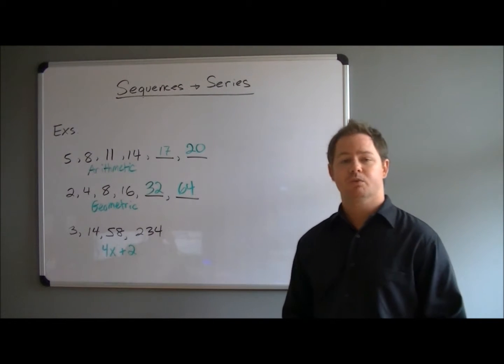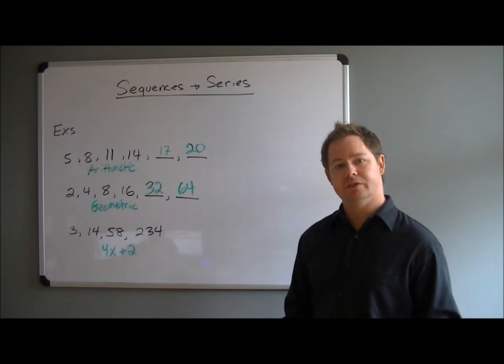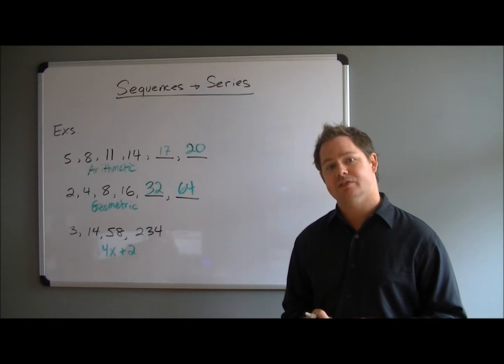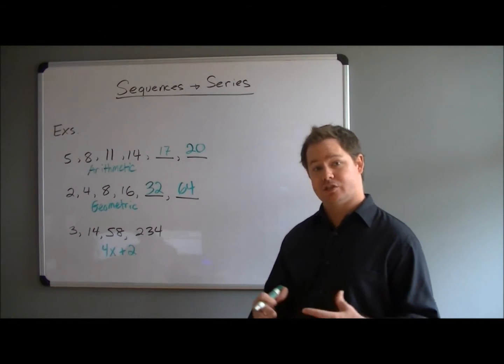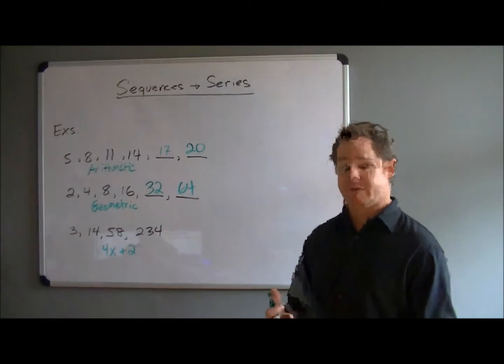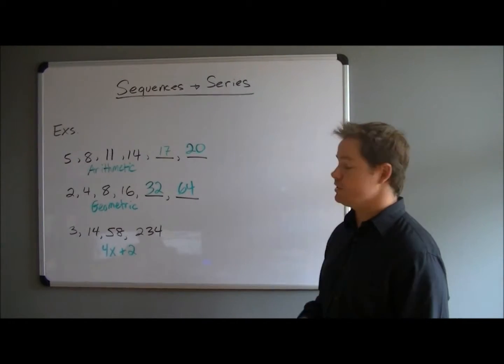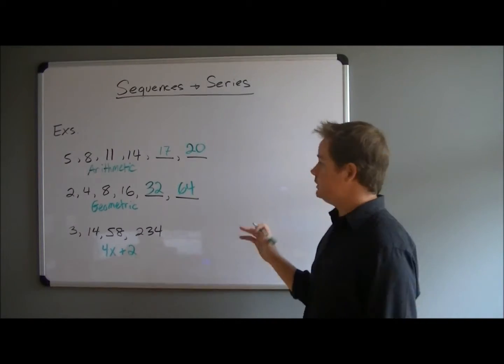Now next up, to learn what it means for something to be a series, there's just one simple difference in definition between a sequence and a series. A sequence is just a set of numbers that follows a particular pattern. A series, on the other hand, is the sum of all of the numbers in that sequence.